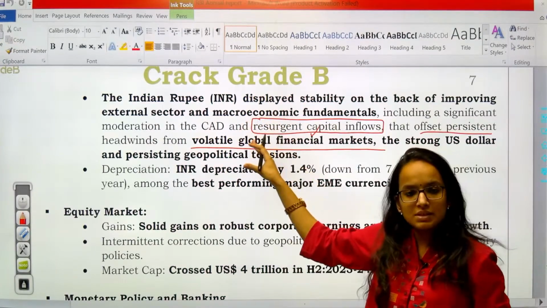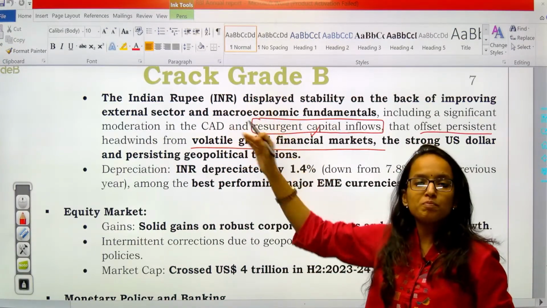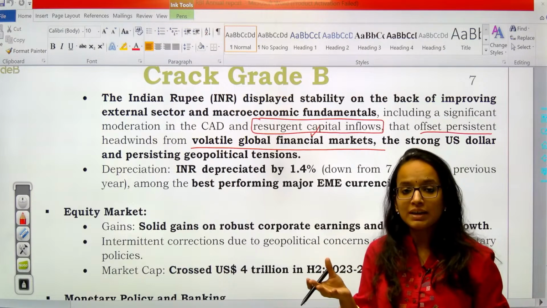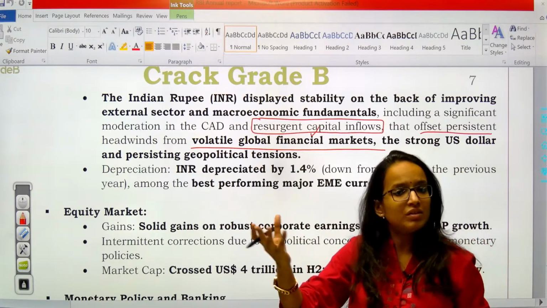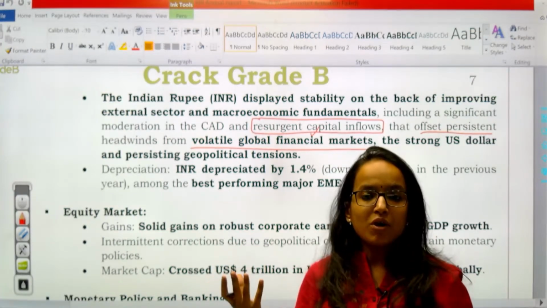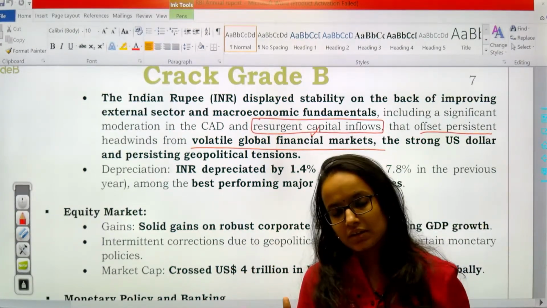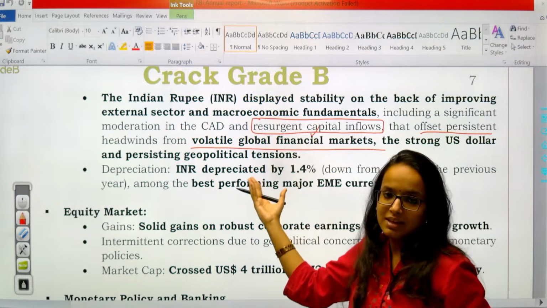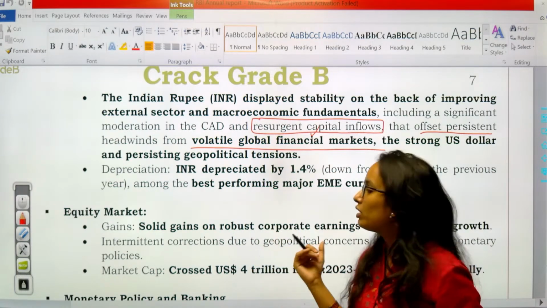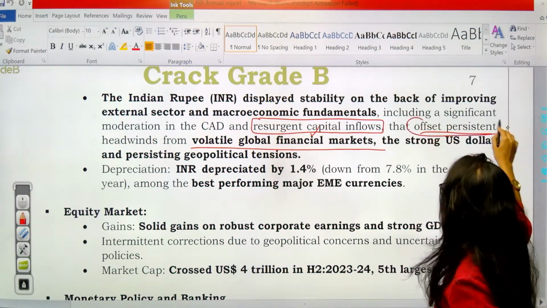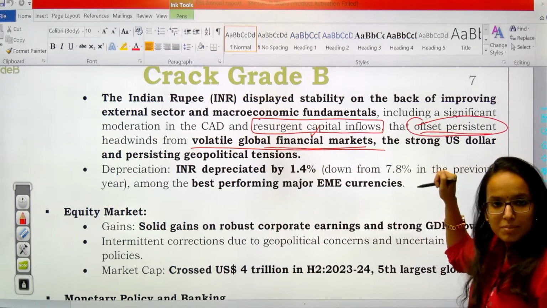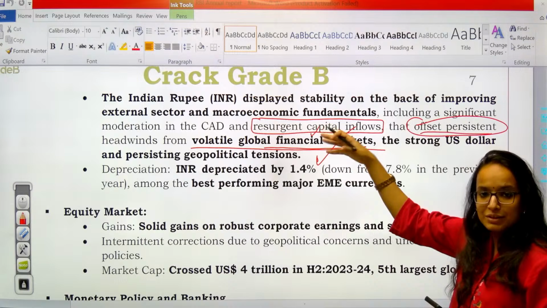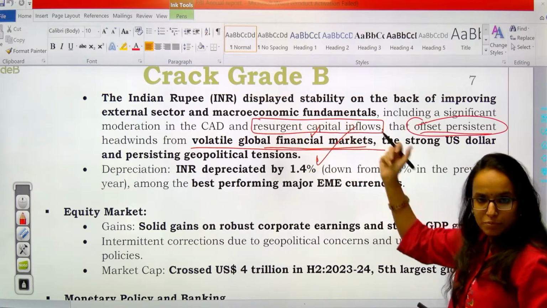So all these performances on the part of India are resulting in the Indian rupee being stable, and stable does not mean it has not changed, but not very fluctuating, not very volatile compared to the global scenario, because at the global level situations are very volatile. Economies are performing in a fluctuating manner. So given the global volatile scenario, our economy is rather protected due to improving CAD and good capital inflows. The report says they offset persistent headwinds from volatile global financial markets. So the impact of volatile global financial markets has been offset by this good performance on the part of CAD and capital inflows.